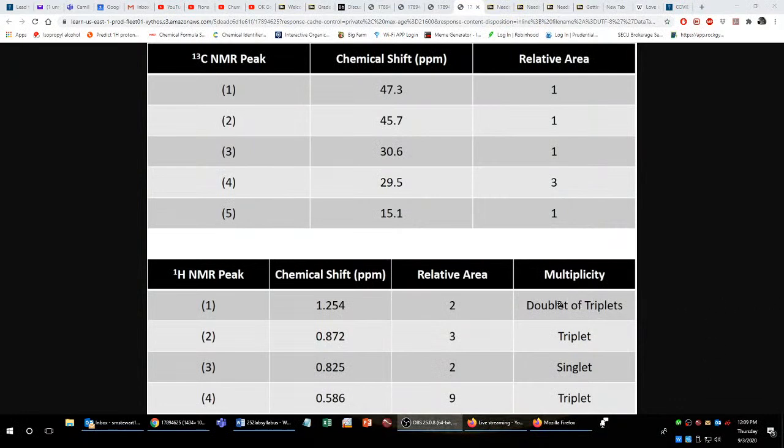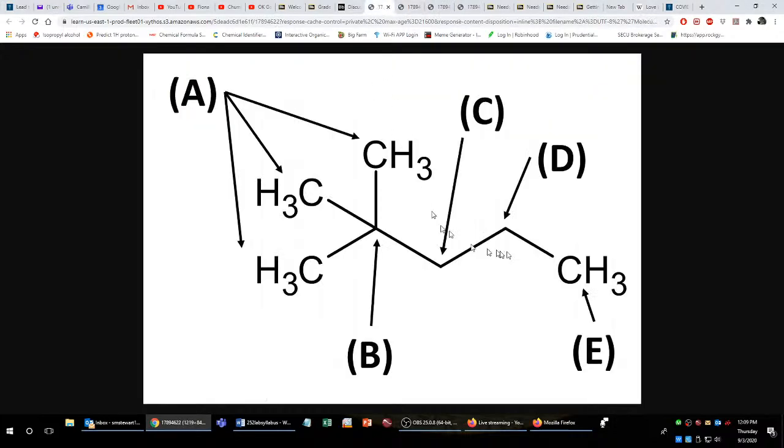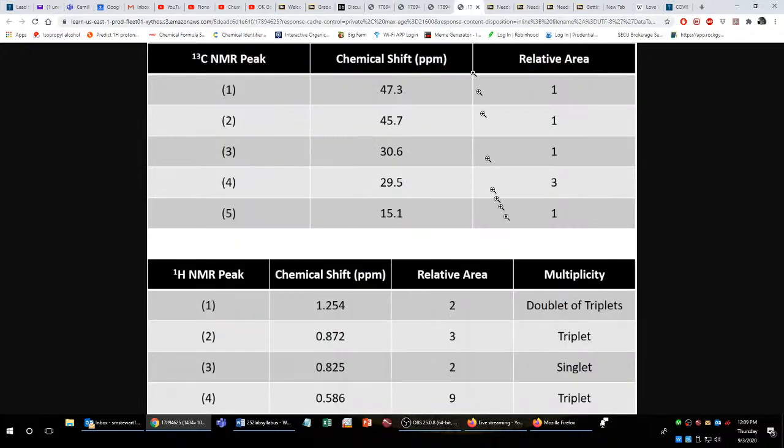So for peak 1, we have a doublet of triplets. This implies that we have a carbon that is adjacent to other hydrogens, so it's got hydrogens on both sides. So we only have one atom that has 2 different types of neighboring hydrogens. Atom D here has the hydrogens on E and the hydrogens on C, which are different bonding environments. So we expect a multiplet for this one, and the only one that has a multiplet is peak 1.